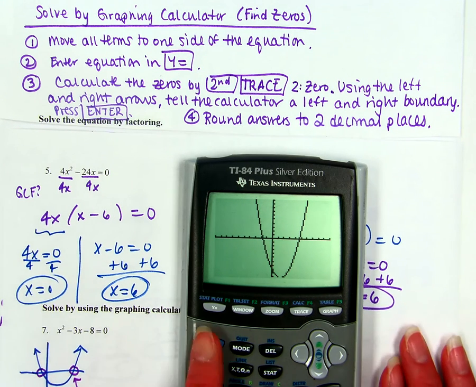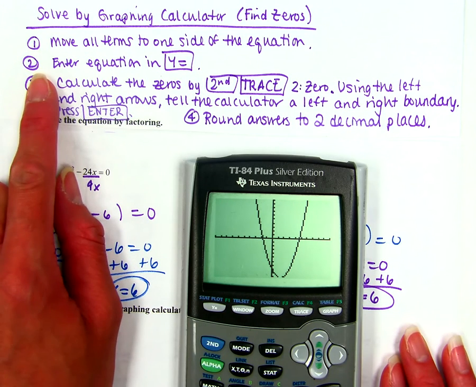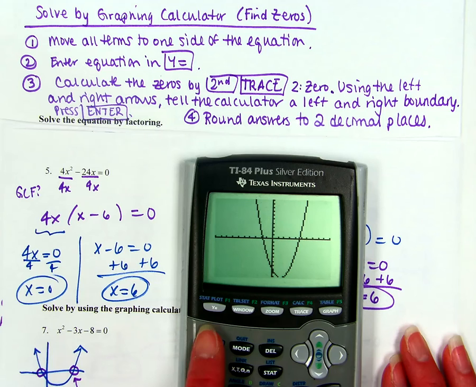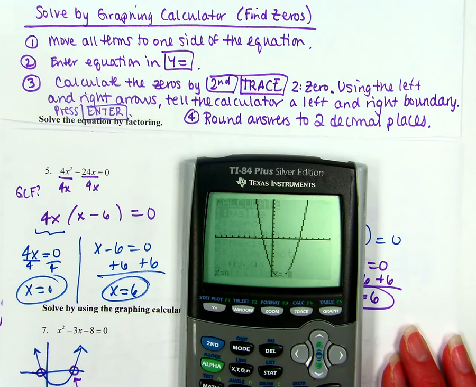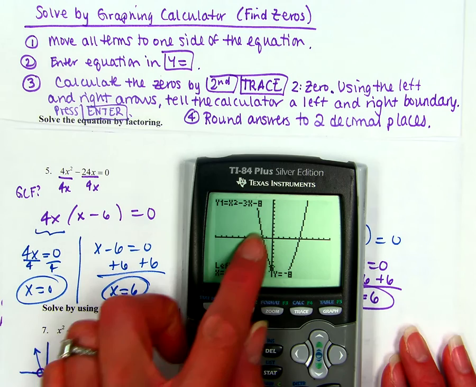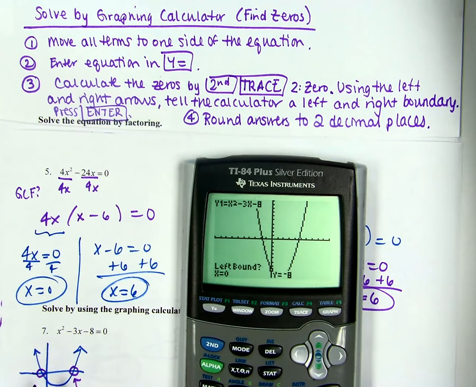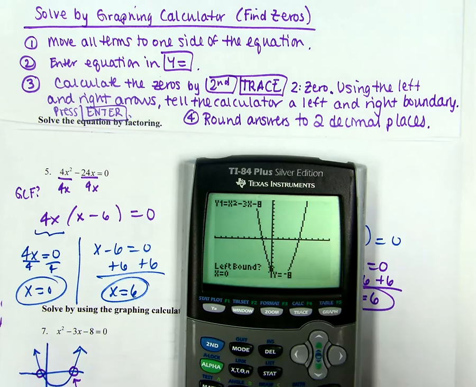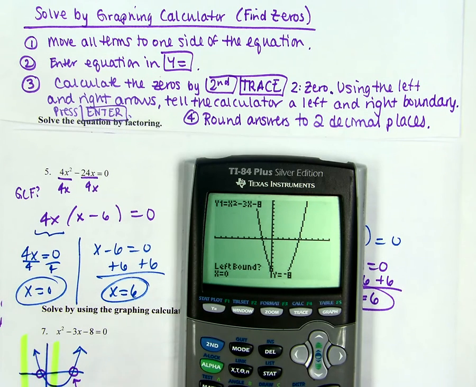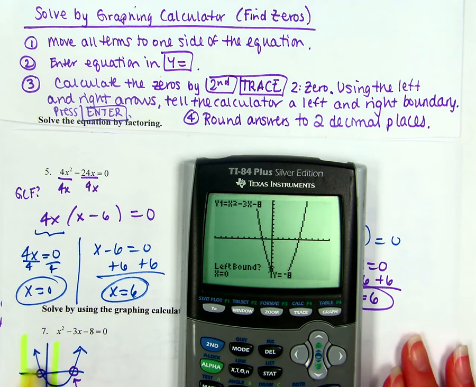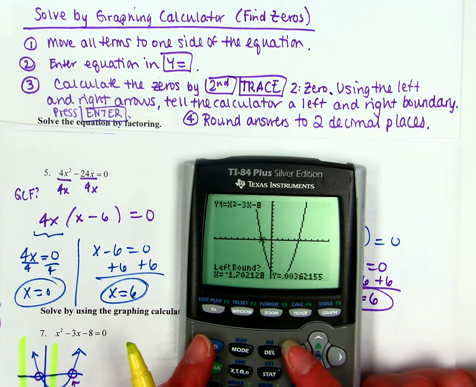So you're going to hit second. We just have it equal to 0 already. We entered our equation and we graphed it. You're going to hit second and trace, and we want to calculate our zero. So that's choice number 2. So I need to say left bound and right bound for each of these zeros. So basically, you're saying, okay, I need to set up a boundary. I need to tell the calculator to look between these two numbers. I'll show you a couple different ways of doing it.